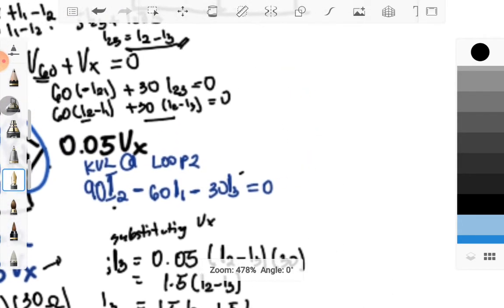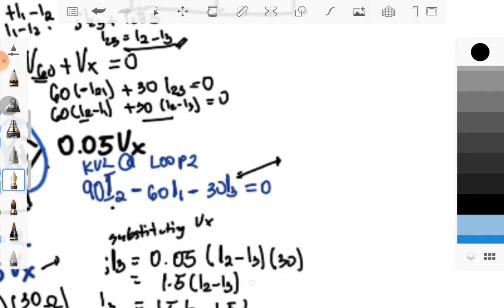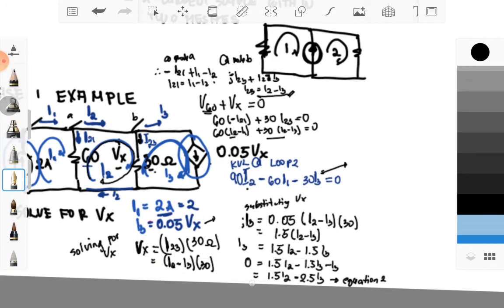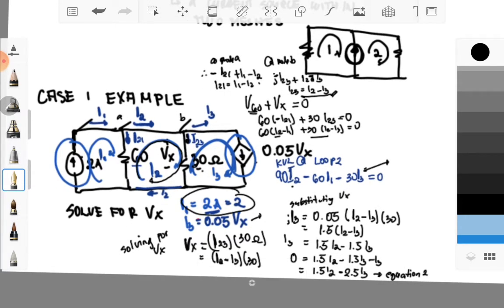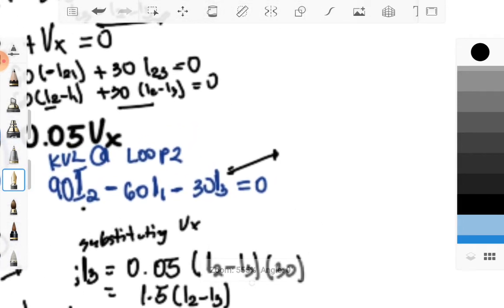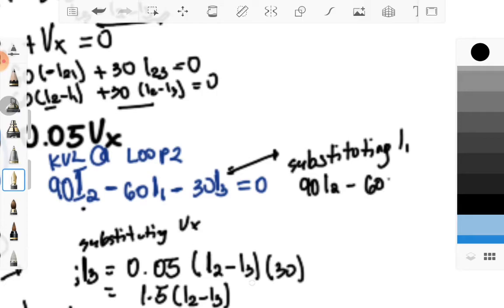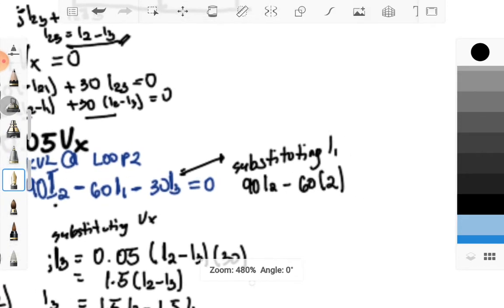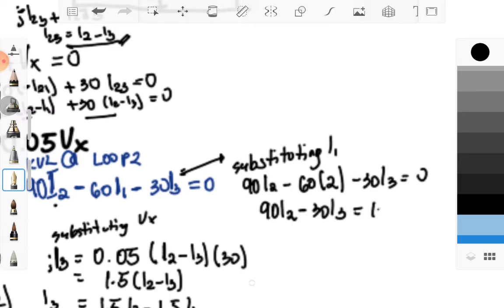In order to get our equation 1, we will further manipulate this equation. So, we all know that our I1 is already equal to our 2 ampere. Okay? So, therefore, I may say that since my I1 is already equal to 2 ampere, substitute ko na lang. Substituting I1. So, I have 90 I2 minus 60 multiplied by 2 ampere minus 30 I3 is equal to 0. So, we'll have 90 I2 minus 30 I3 is equal to positive 120.